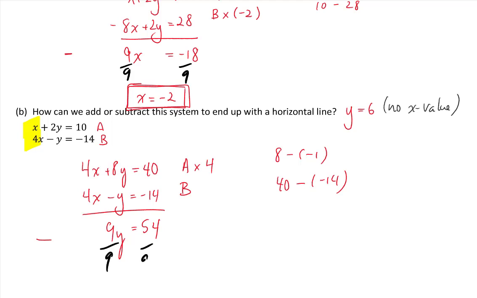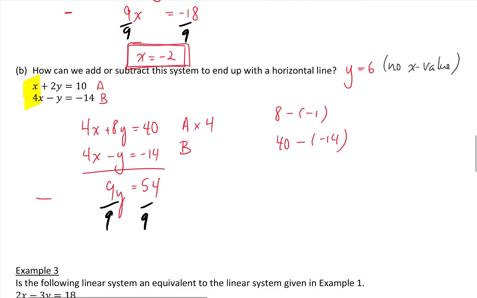I'm going to divide both of these by 9 to get rid of that coefficient from the y. And that tells me that y equals 6. And notice that matches what we started with. So this would be the y value for the point of intersection, or more specifically, it would be the horizontal line that passes through the point of intersection.